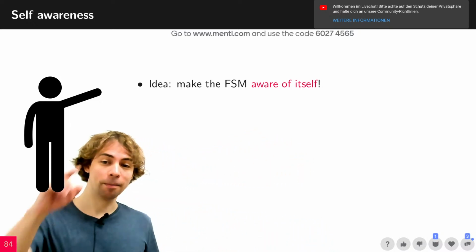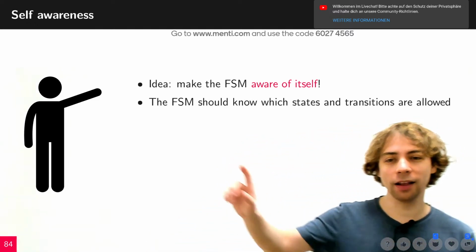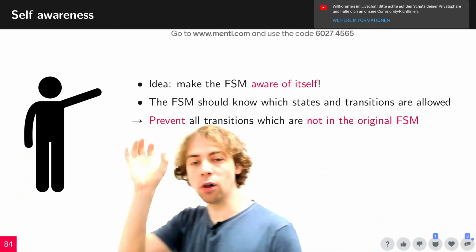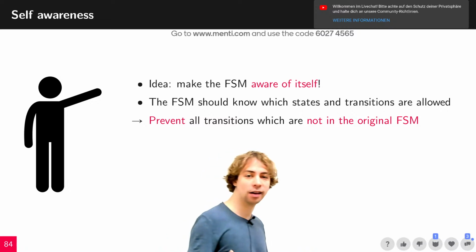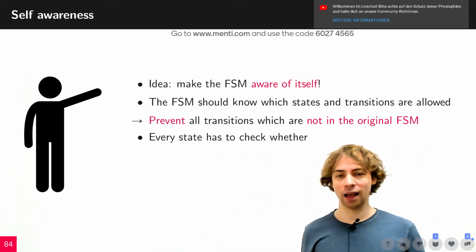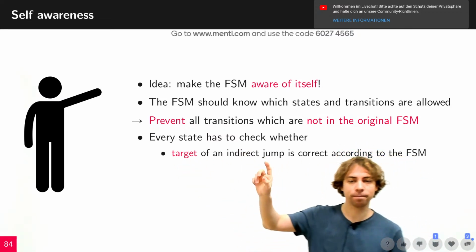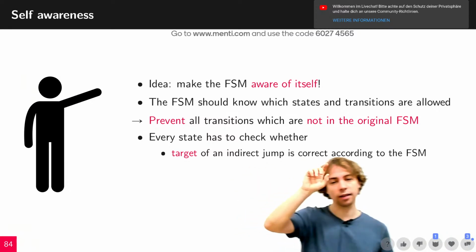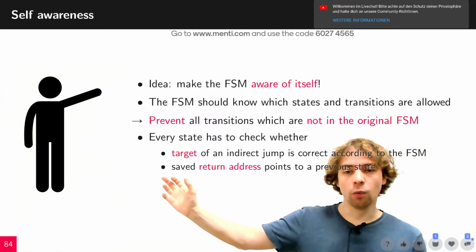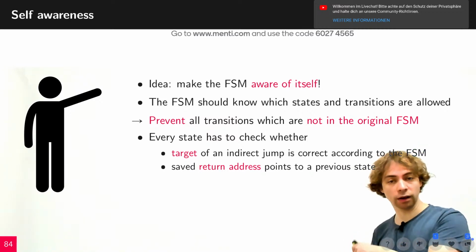Or make the finite state machine aware of itself. The finite state machine should know which states and transitions are allowed, and you want to prevent all transitions that are not in the original finite state machine. That means every state has to check whether the target of an indirect jump is a correct address according to the finite state machine, and whether the saved return address points to a previous state, so whether you would be going back to a previous state.